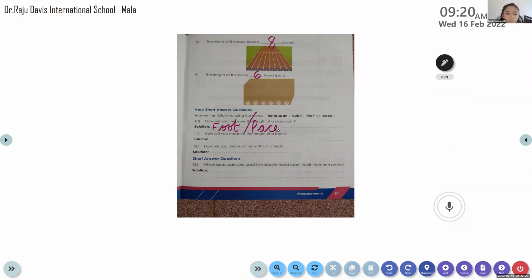How will you measure the height of a book? Which unit will you use? Handspan. Yeah, you can use a handspan. Good. Handspan.